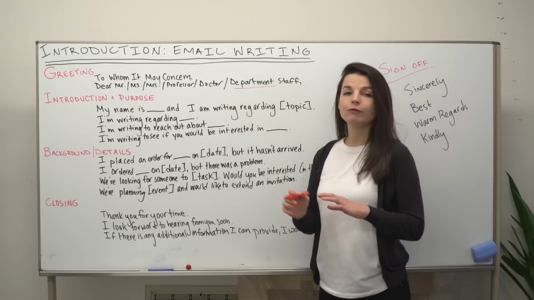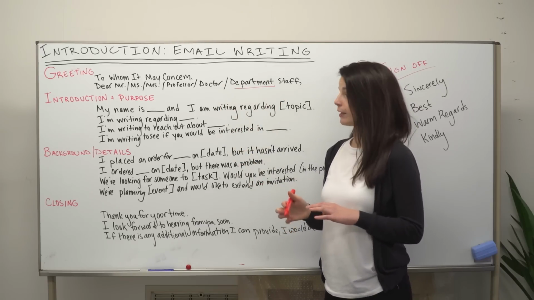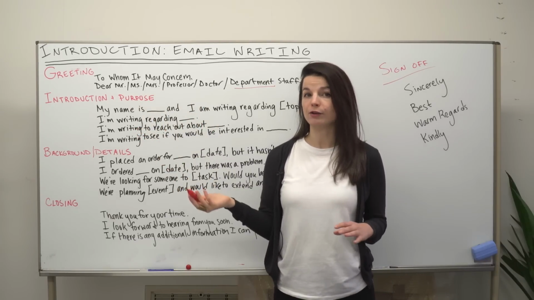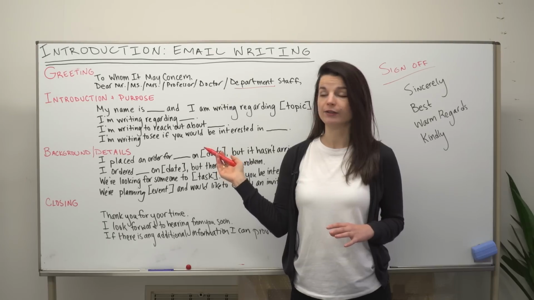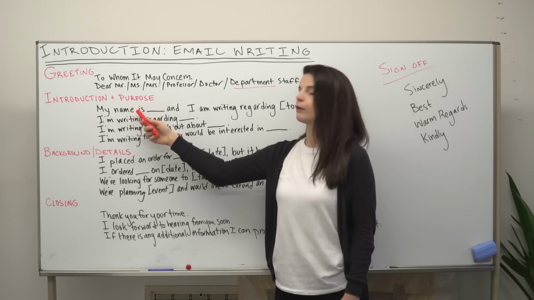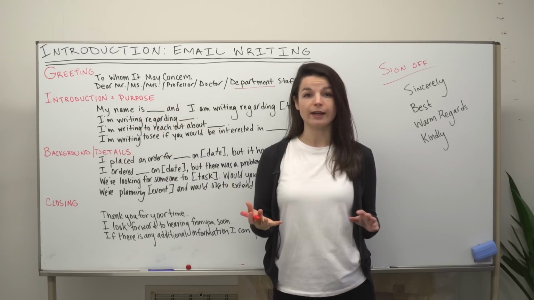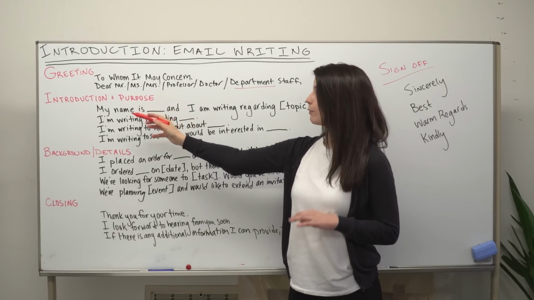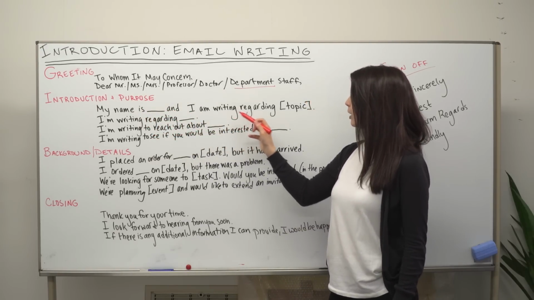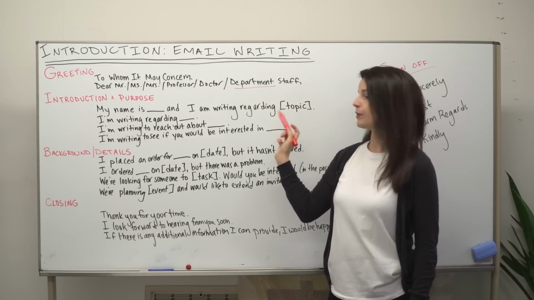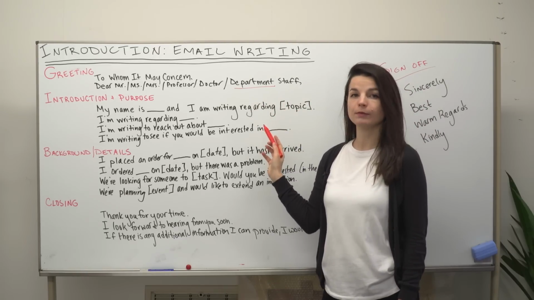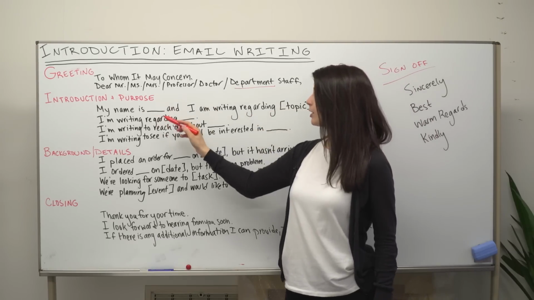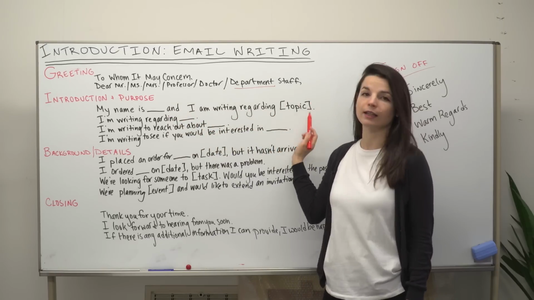Okay, so once you have written your greeting at the beginning of the email, then you can go into your introduction and your purpose. So why are you writing the email? These are a few patterns that you can use. First, "my name is." If this is the first time you have contacted the other person, you can use this to introduce yourself. So in my case, my name is Alicia, and I am writing regarding, and then your topic. Regarding means about. So you're putting this about statement before your topic. So my name is Alicia and I'm writing regarding studying English, for example.